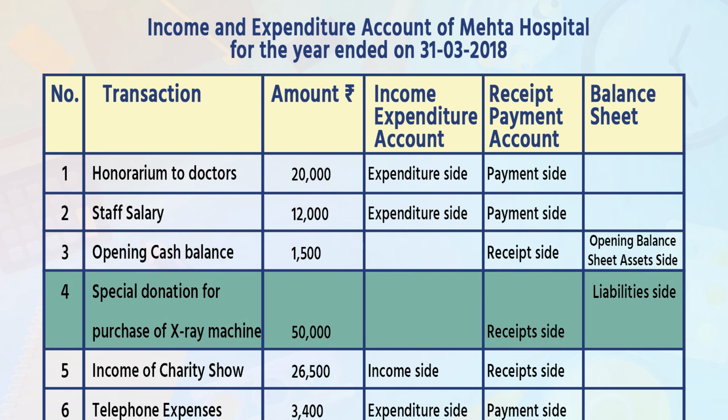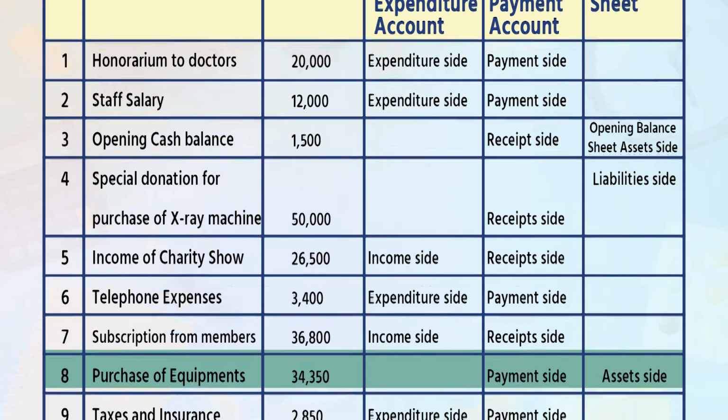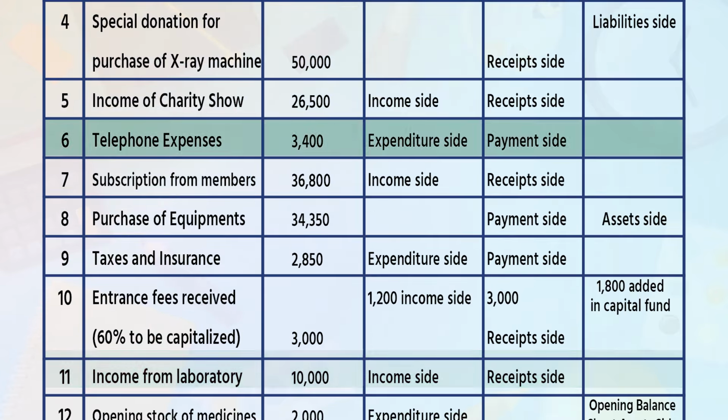Fourth, special donation for purchase of X-ray machines, amount rupees 50,000. This will show in the receipt and payment account receipt side and in the balance sheet liability side. Fifth point, income of charity show, 26,500 in income and expenditure account, income side we have to show, and in receipt and payment account receipt side. Telephone expense 3,400, expenditure side in income and expenditure account and payment side.